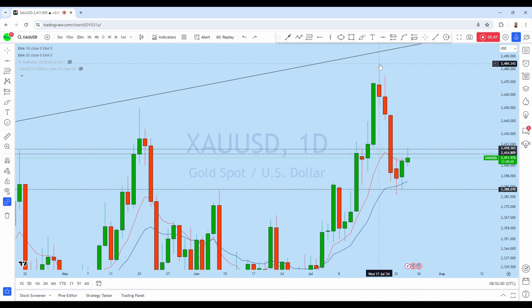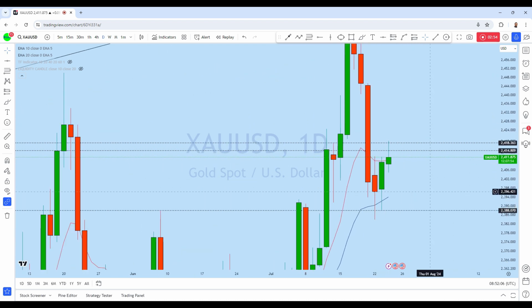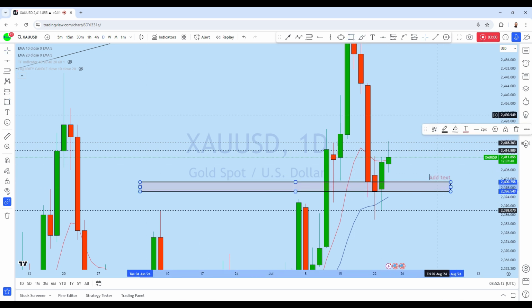So as it is a strong downtrend in this local time frame, what I think is that gold might try to retest this daily support again. So let's draw the daily support to see where we can expect gold to come down.